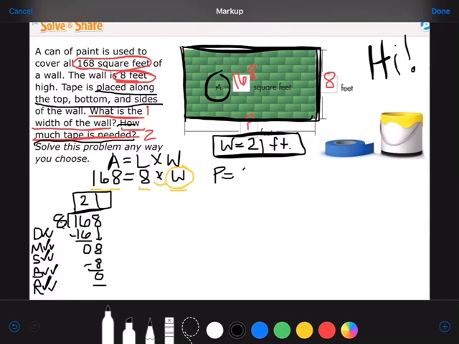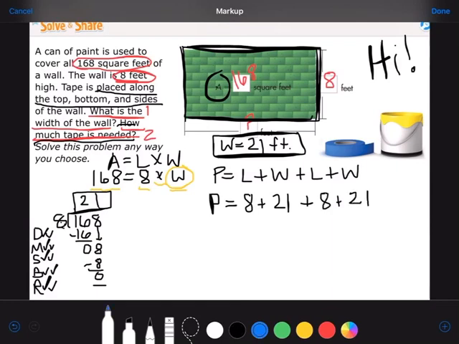So let's put our formula. Length plus width plus length plus width. Let's fill in the parts we know. We don't know the perimeter yet. But I know the length is 8, they told me. The width is the part we figured out, 21, plus another length, plus another width. The associative property of addition tells me I can add these numbers any way I want. It doesn't matter what order I add them in.